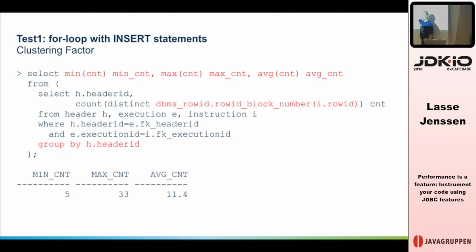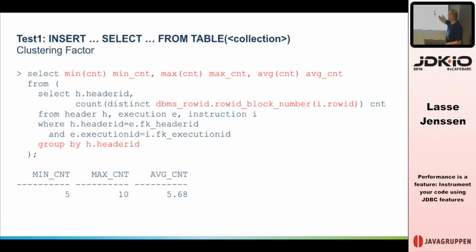So afterwards, I did a group by header, and I found the block number that actually gave me which blocks I had to go to actually read that data. And I found the minimum, the maximum, and the average. On using the for loop, my maximum count to read one payment was actually 33 blocks. And on the average, I had to do 12.